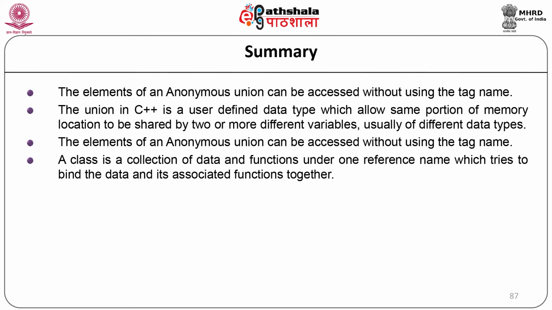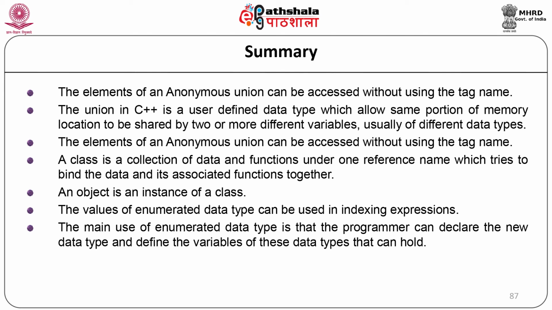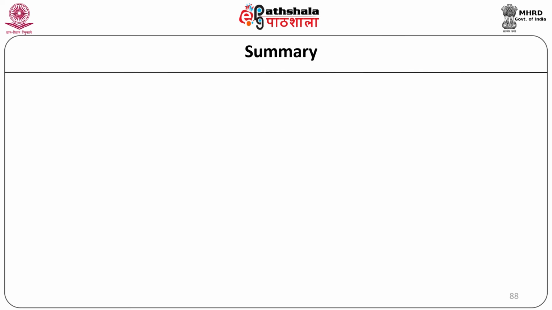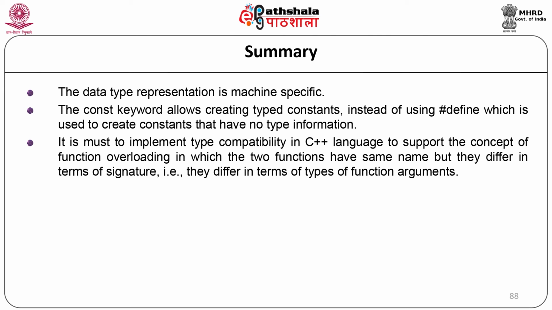A class is a collection of data and functions under one reference name. The object is an instance of a class. The values of an enumerated data type can be used in indexing the expression. The main use of the enumerated data type is that the program can declare the new data type and define the variables of these data types. The data type representation is machine specific. The const keyword allows creating typed constants instead of using hash define. It is a must to implement type compatibility in the C++ language to support the concept of function overloading, in which the two functions have the same name but they differ in the list of arguments.